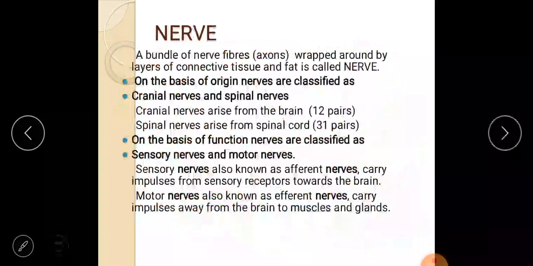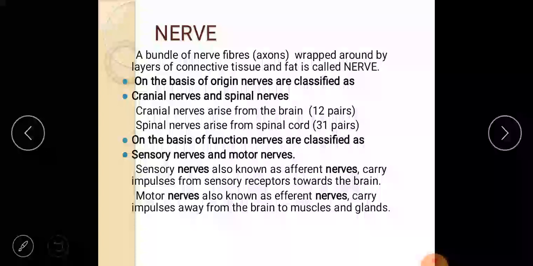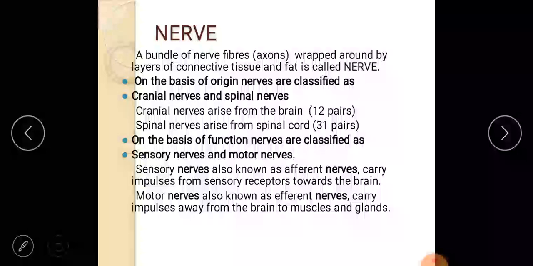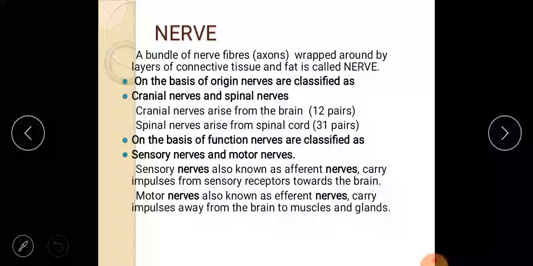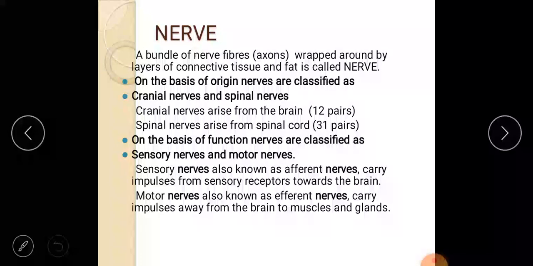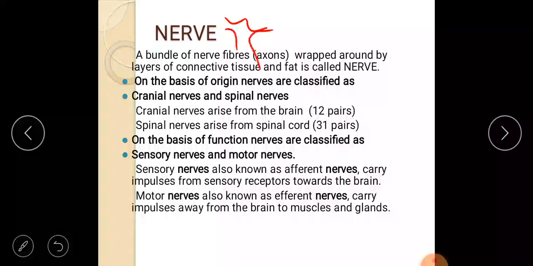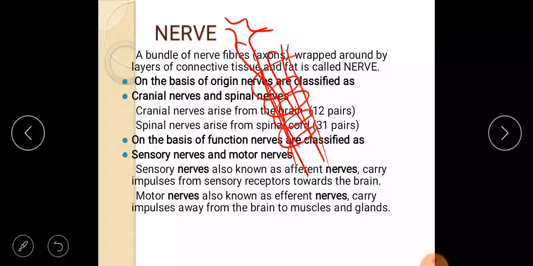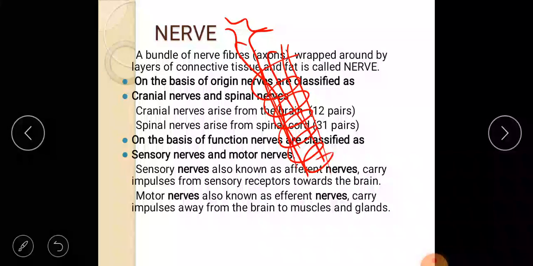Now nerve. Well, nerve is also a very important part of the nervous system. So what is a nerve normally? The bundle of nerve fibers. Each neuron has an axon also, and when the axons of many different neurons are covered by connective tissue, then it becomes a nerve. So you can say this one is a neuron, this one is the axon. In the same way, when many axons are wrapped by a sheath of connective tissue, we call it a nerve.